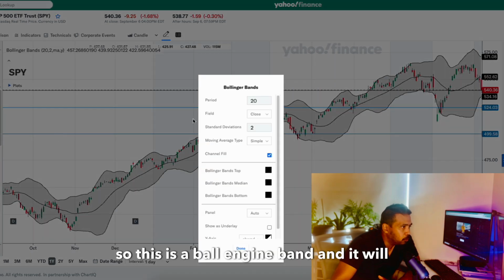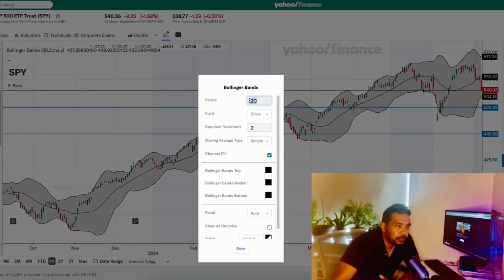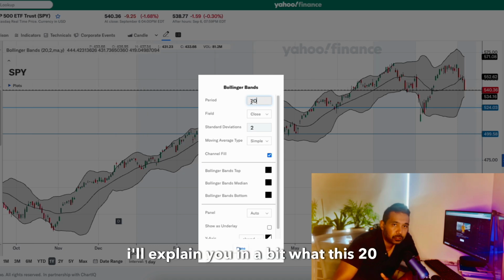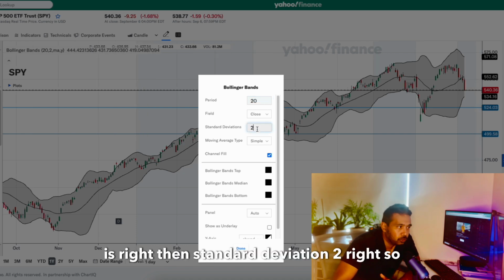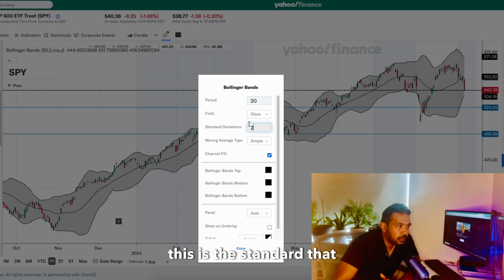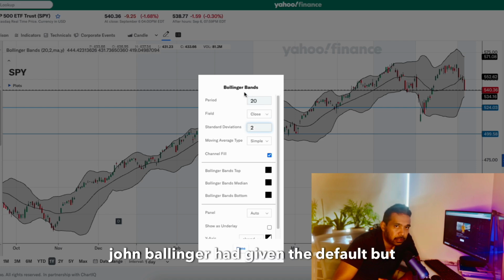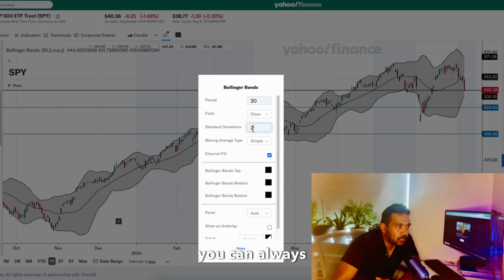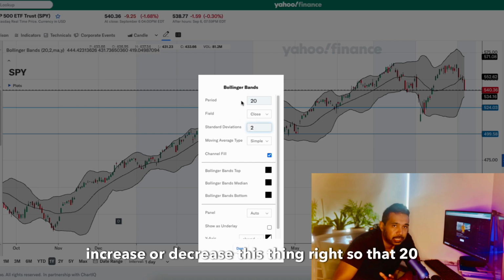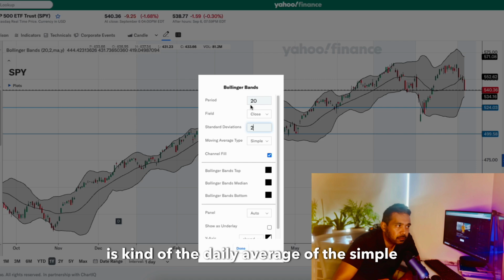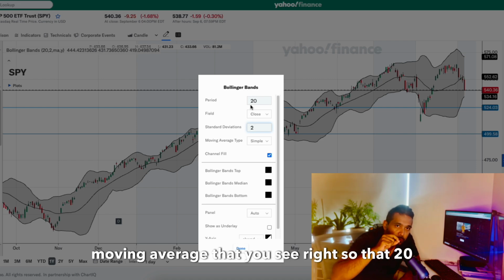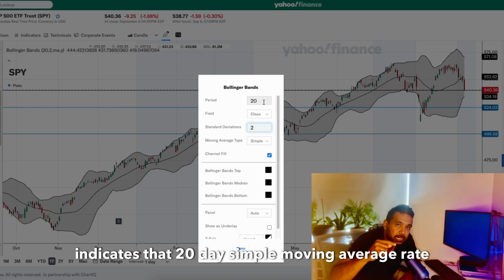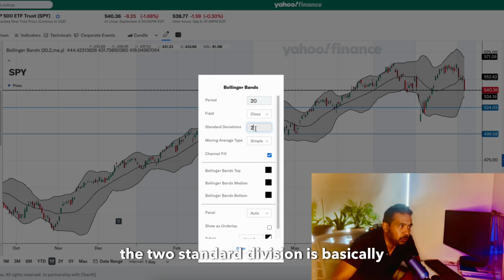Okay, so this is a Bollinger Band, and it will ask you for the period. The default is 20. I'll explain in a bit what this 20 is, right? And then standard deviation 2, right? So this is the standard that John Bollinger gave, the default, but you can always increase or decrease it. The 20 is the simple moving average that you see, right? So that 20 indicates a 20-day simple moving average, and the 2 standard deviation is based on this 20.